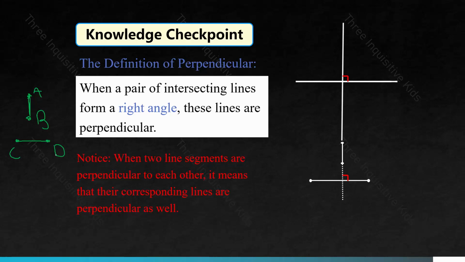But remember, the definition of a line segment is that it is a segment of a line, and lines go on forever in both directions. So really, it means that their lines are perpendicular to each other, which means that these two segments are perpendicular as well, even though they do not touch. Okay, so that's something to know. And if you want, you can take out a piece of paper and a pen and you can jot this down. This is very helpful to remember.